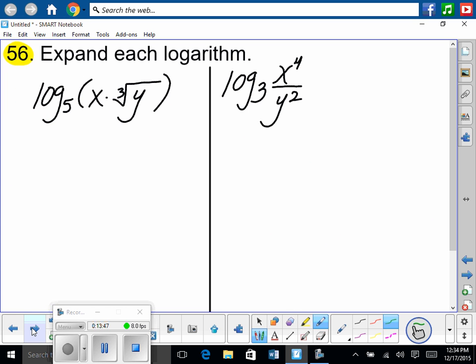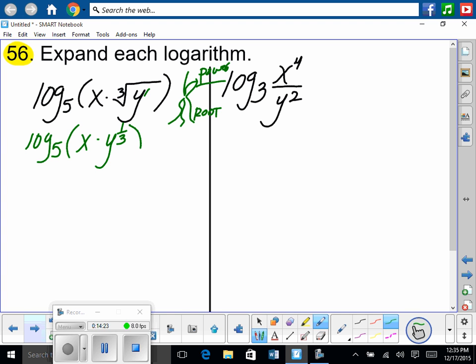Okay, expand each logarithm. That means we have it written as one logarithm. We're going to break it apart and rewrite it as two different logarithms. So the first thing I do on this one is I know that if we have a radical, that's the same thing as a rational exponent. So we have x times y to the 1/3 power. Roots go on bottom, power goes on top, like the power of a flower. So that's why it's a 1/3: there was technically a 1 right here, y to the first power. So the power goes on top, the root goes on bottom.